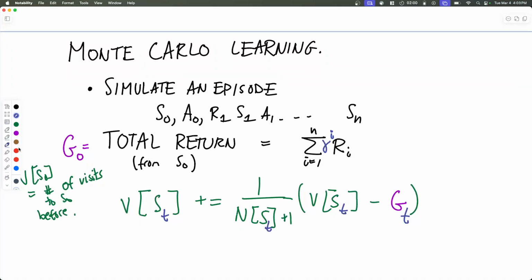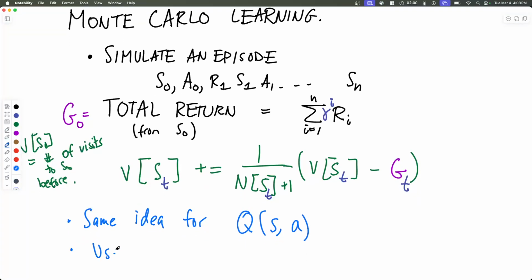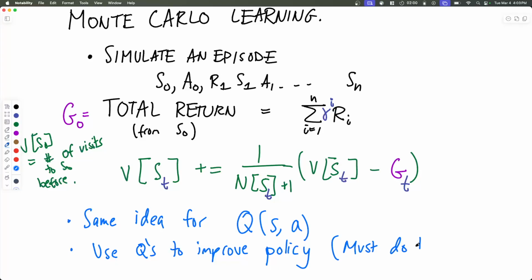Then we did the same thing for the Q's. Same idea for Q of S comma A. And then we were learning the Q's. And if you learn the Q's, you can try to improve the policy. That was the next idea: use Q's to improve the policy. And this part had some tricky stuff with exploring. You don't want to get stuck, so you must do tricks to explore. That's really what we did last class, but this is the gist of the last few classes on Monte Carlo learning.